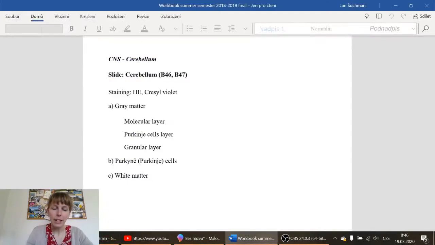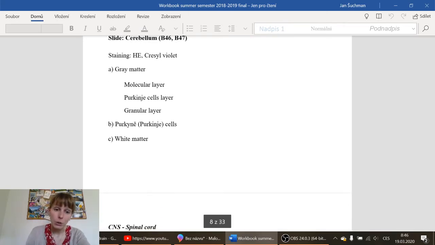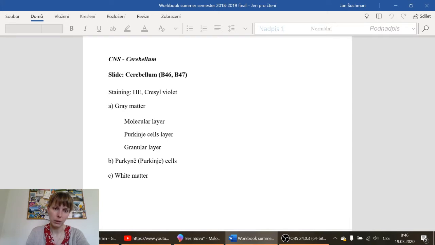Pretty easy. In the workbook it says that you should be able to see the gray matter, we saw. Molecular layer, we saw. Purkinje cells we can find. Granular layer, very easy to see. Purkinje cells are the big neurons sitting there, the Golgi type 1 multipolar neurons, and white matter is inside the cerebellum, forming the branches of the arbor vitae, and it contains the myelinated axons going away into the nuclei of the cerebellum.